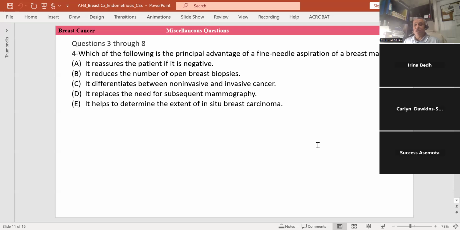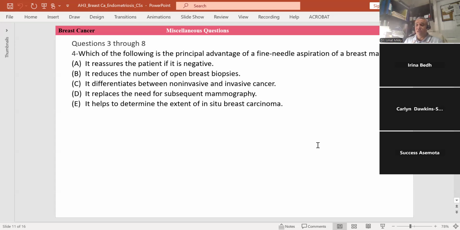However, a negative needle biopsy is non-diagnostic. It's not assuring, and the open biopsy is still necessary. The fine needle biopsy doesn't differentiate between non-invasive and invasive cancer, nor does it delineate or provide more details about the extent of the in situ disease. Most breast surgeons will not perform definitive surgery like mastectomy or lumpectomy with lymph node dissection without histologic confirmation of cancer. They have to do the histologic confirmation first, and then go on to the next step, which is the surgical intervention, whether mastectomy or lumpectomy.